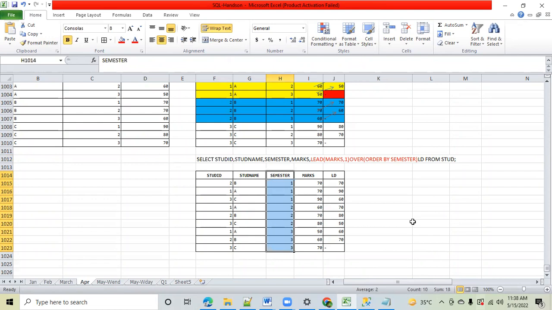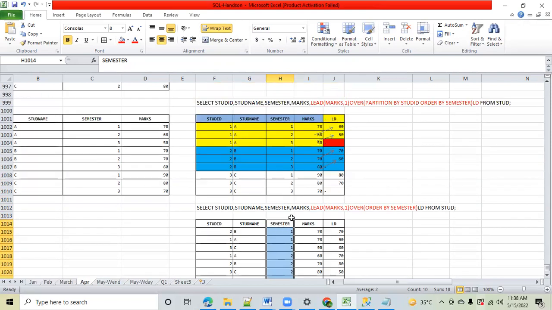Okay, now you can do a cross question. Here it is ordered by semester. I agree that this is ordered by semester in ascending order. Fine. But here as well you have mentioned order by semester, but here I cannot see the semester ordered in ascending order, right?